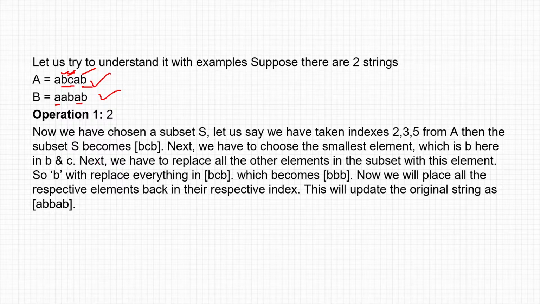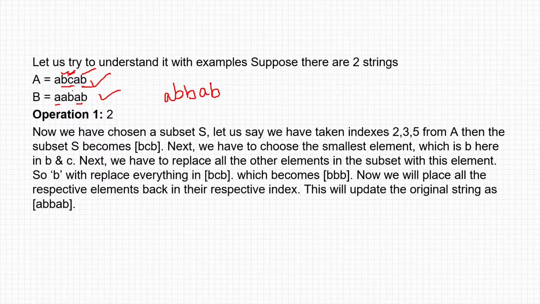So we have to choose the smallest element from B, C, B, where B is smallest among B and C, that we know. So we have to replace all other elements in the subset. Whatever is in the subset, we have to replace all others with the B. So we have to replace everything in BCB with B. So the string here becomes B, B, A, B and A.